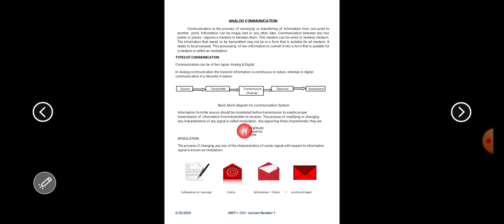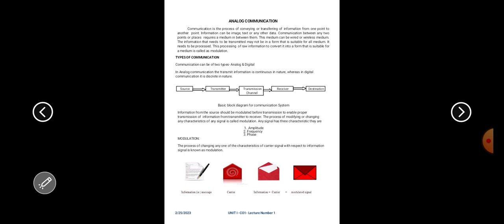This is the basic block diagram of a communication system. First is the source, then transmitter, transmission channel, receiver and destination. These are the six major blocks in communication systems, especially in analog communication. The information from the source should be modulated before transmission to enable proper transmission of information from transmitter to receiver. The process of modifying or changing characteristics of a signal is called modulation.